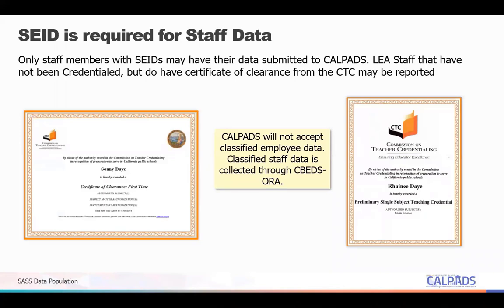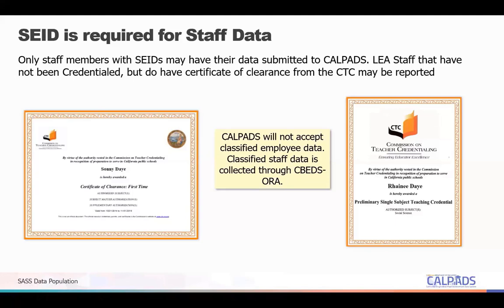SEIDs, or statewide educator identifiers, are required for the submission of staff data to CalPADS. Any educators who do not have an SEID will not be included in data submission. The Commission on Teacher Credentialing, or CTC, is responsible for assigning and maintaining SEIDs. Each LEA must obtain the SEID from CTC and then include the SEID in the two staff data files, the SDM and the SASS. The SEID allows LEAs to maintain data on individual educators over time and also link the educator credential information with assignment information, which aids in the monitoring of assignments.